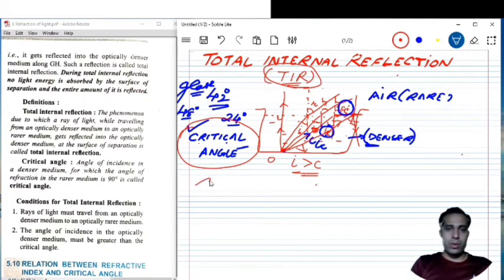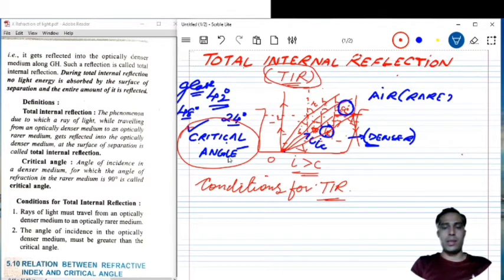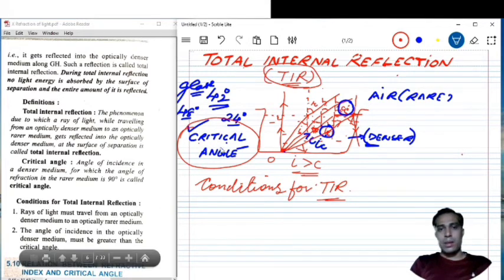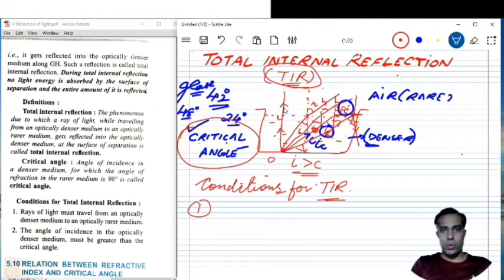What are the conditions for TIR? That is very important. All these three things are very important: the definition of TIR, the critical angle, and the conditions for TIR. The very first condition is that the rays of light must travel from the optically denser medium to the optically rarer medium. You can see the rays are traveling from denser to rarer. It will not happen for rays traveling from rarer to denser. It will happen for denser to rarer only. That is the important thing you have to remember.